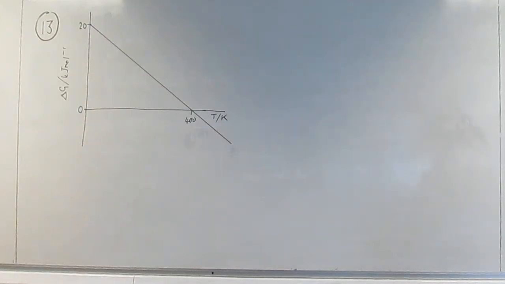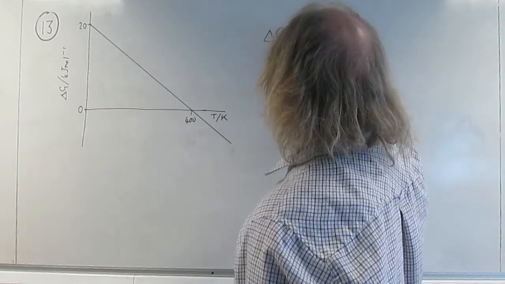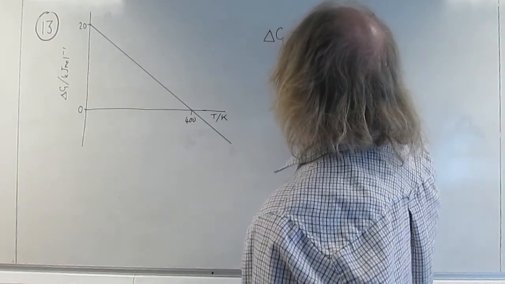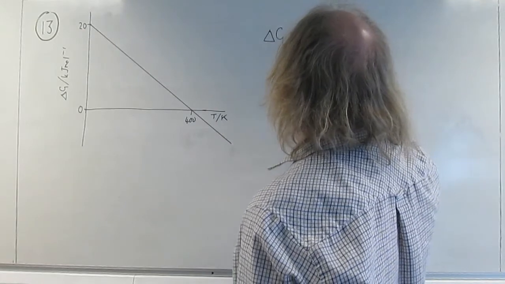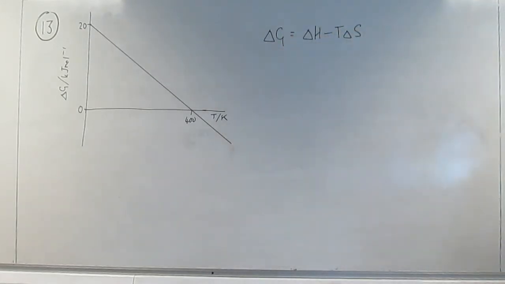Question 13 wants us first of all to estimate delta H for this reaction given the data on there. So the key to that is to remember that this is the equation that relates delta G to the temperature. So this is the equation that defines what the graph looks like.